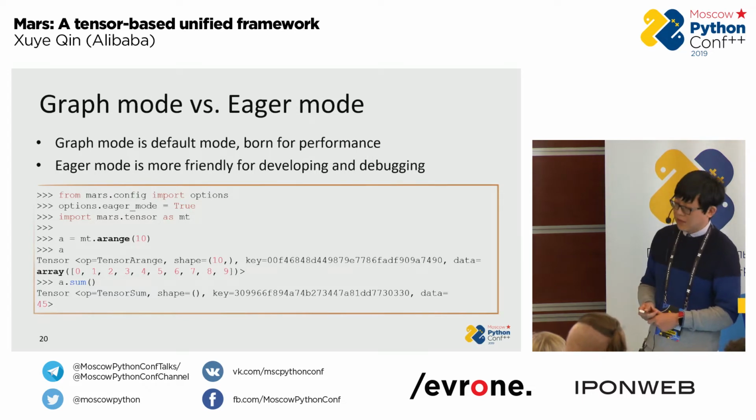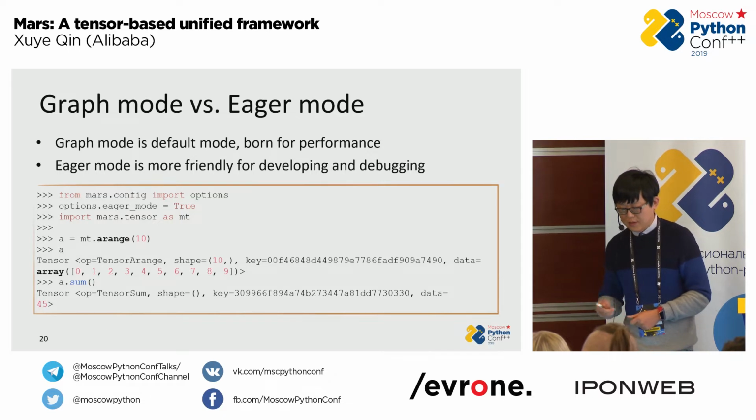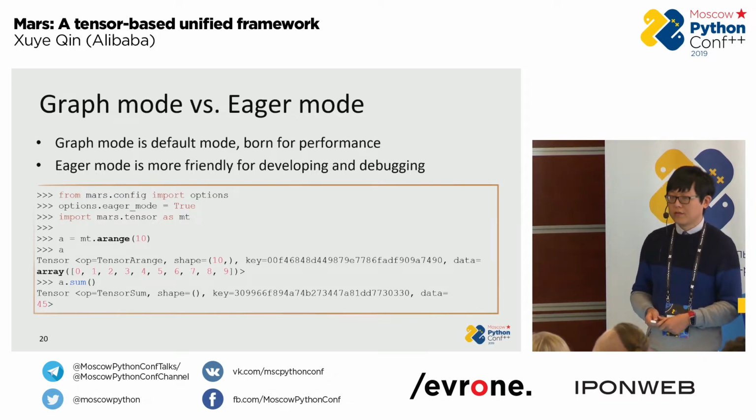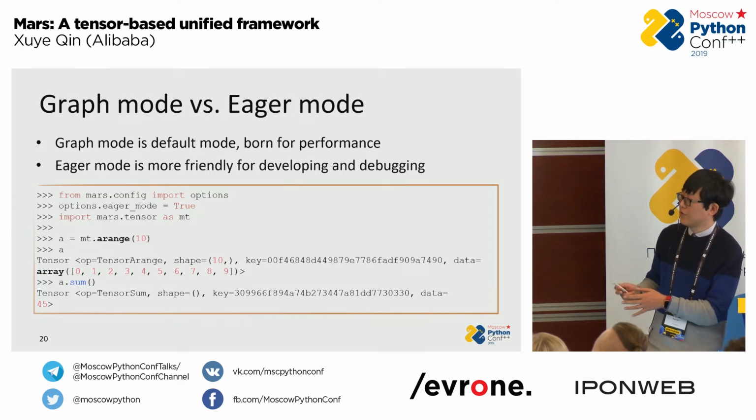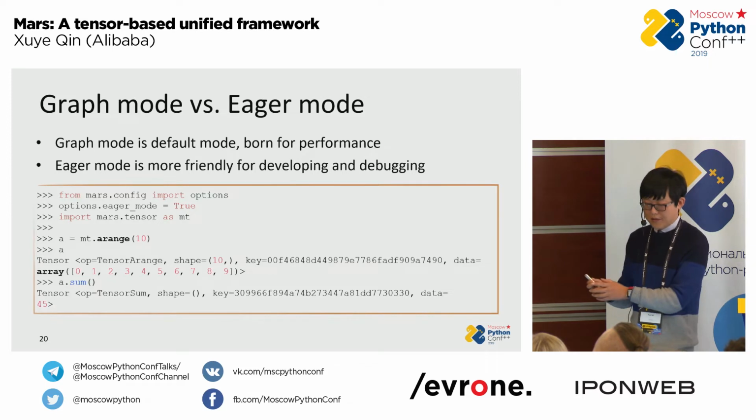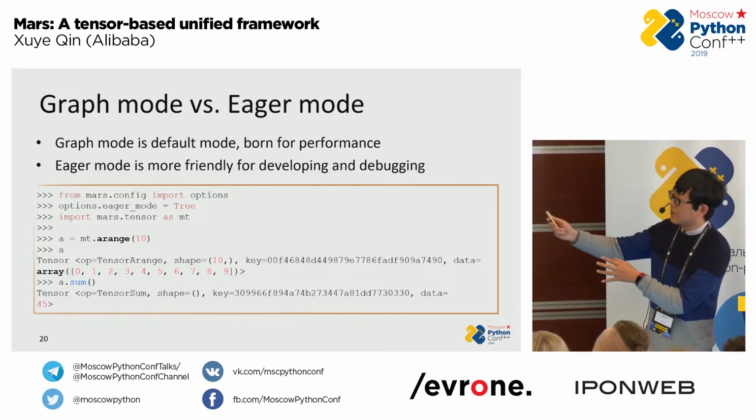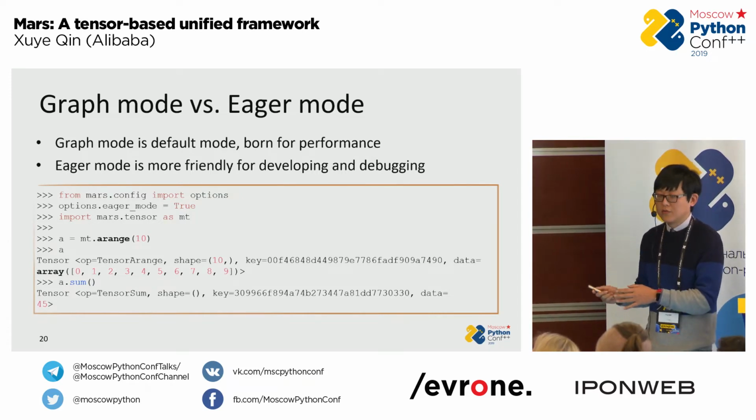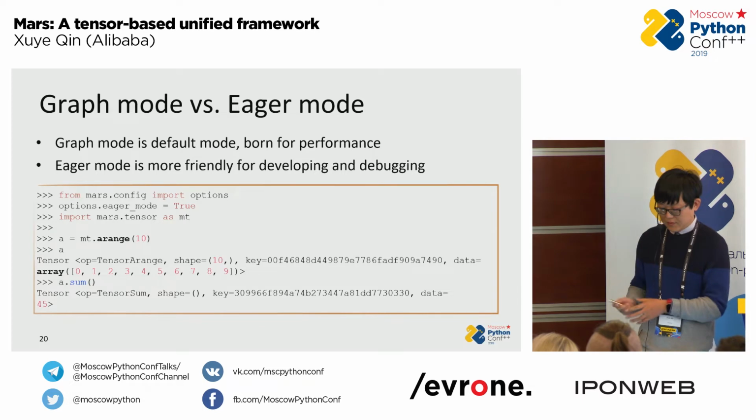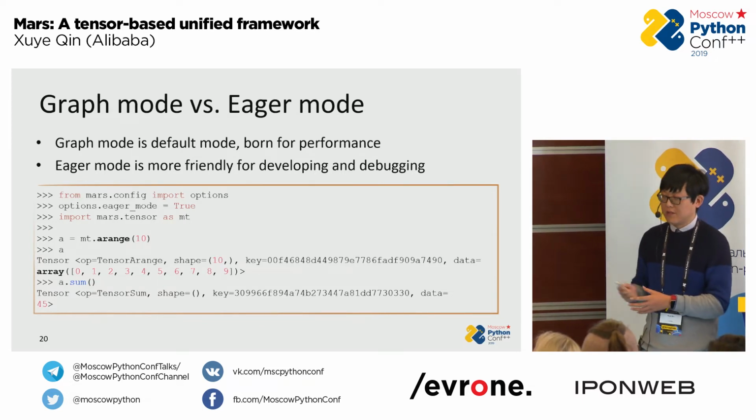So here is an example code. We can import options from mars.config, and we can enable the eager mode, and then we create a one-dimensional tensor from 0 to 9. When you print the tensor, you will get the data, and when you call a.sum to perform the aggregation, you will get the final result immediately.